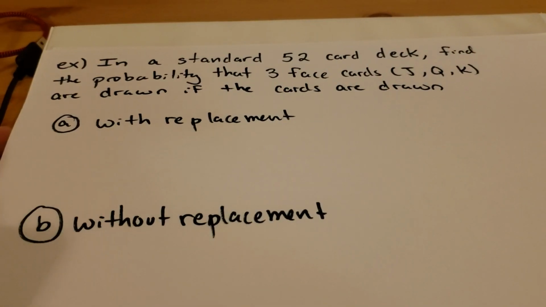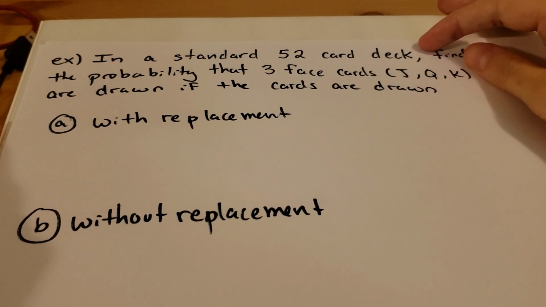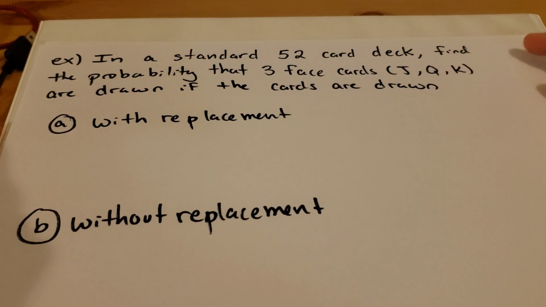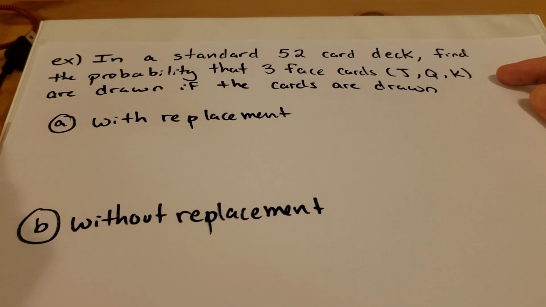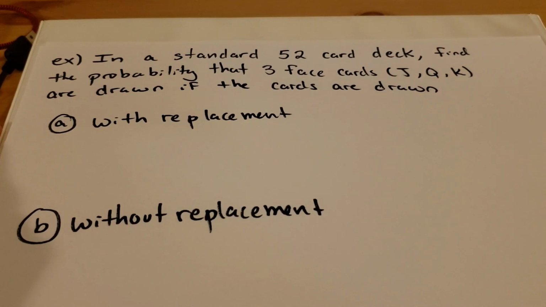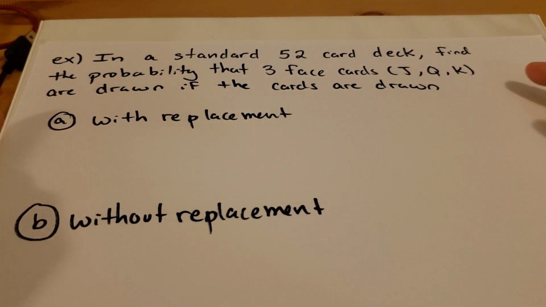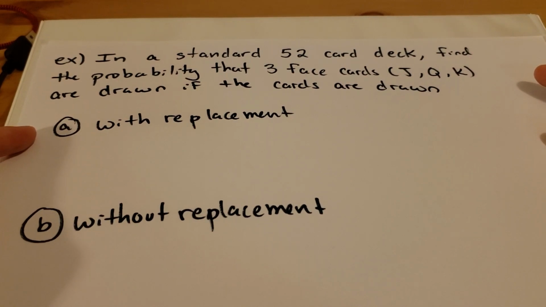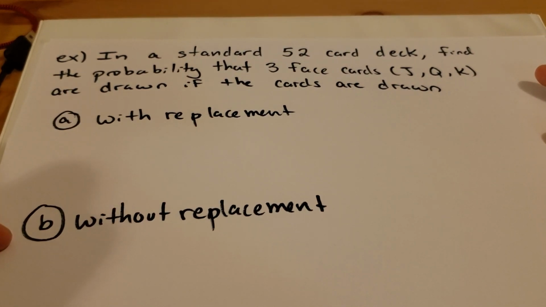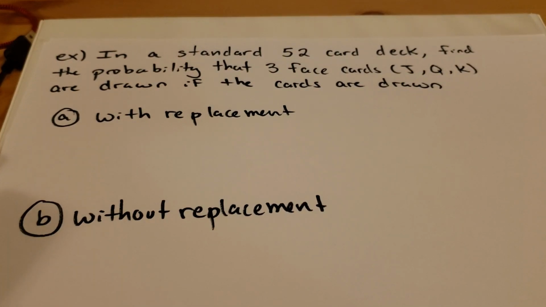Okay, let's look at one more problem. In this problem, we're being told we have a standard 52 card deck of cards, and we want to find the probability of drawing 3 face cards. So face cards would be jacks, queens, or kings. So we want to find the probability that we draw 3 face cards, first if the cards are drawn with replacement, and then if the cards are drawn without replacement. So you can pause the video here, try and solve it yourself first, and then I'll walk you through the solution.